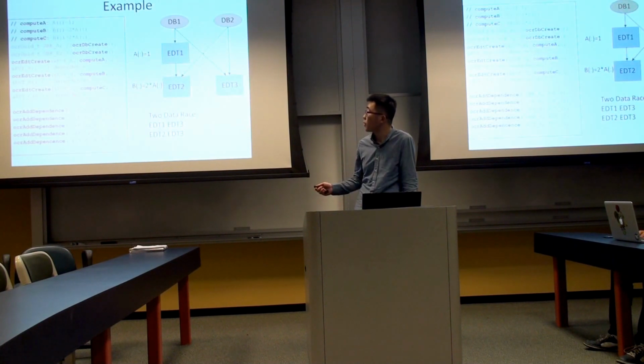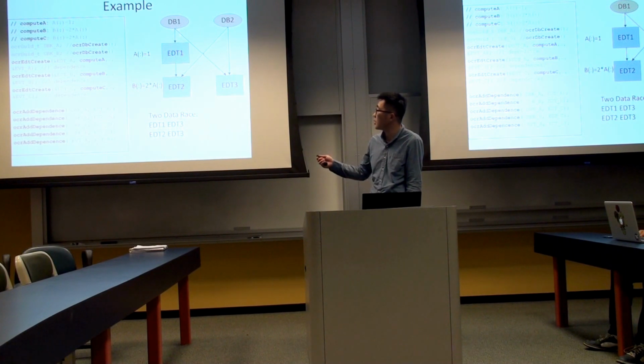So here is a small example. Here we have just changed a little bit of the previous one. Here we have 3 tasks. All of them access array A, and you can see here that there are some order constraints between them.